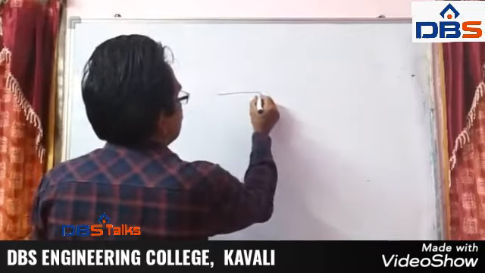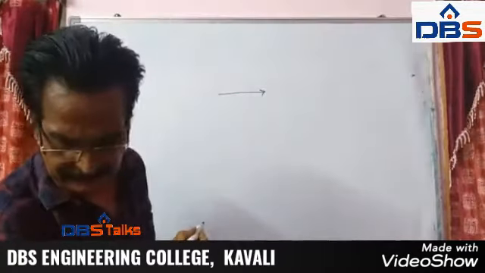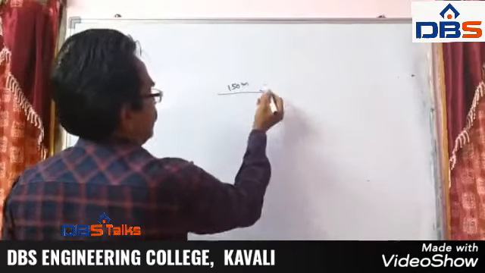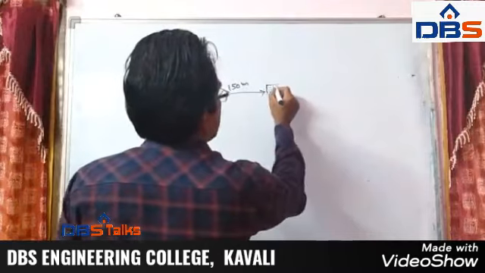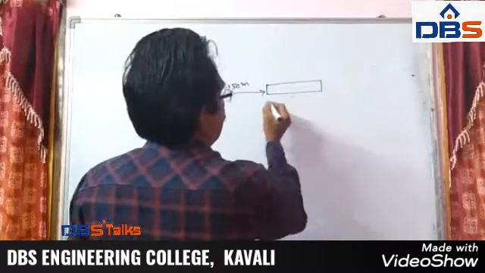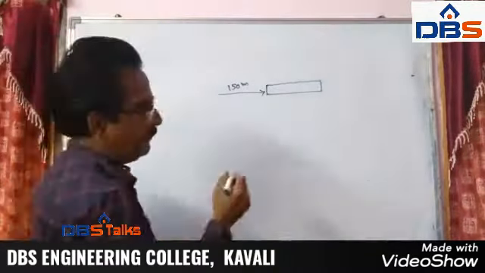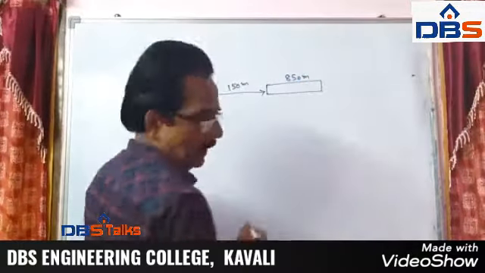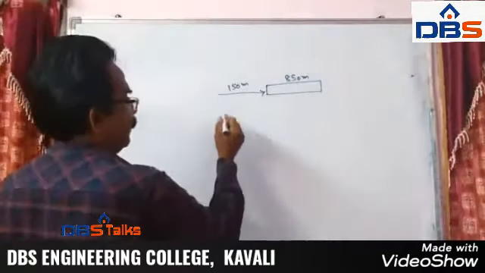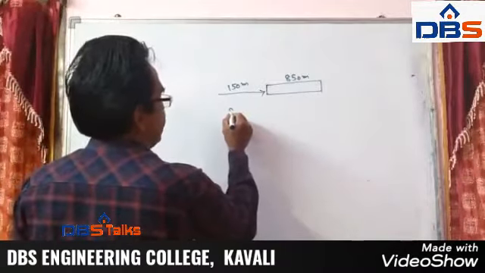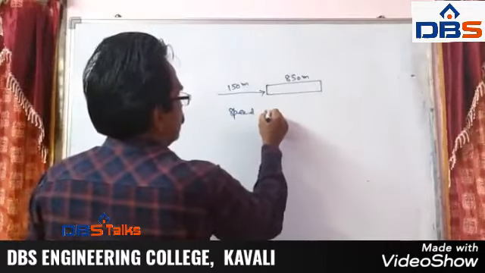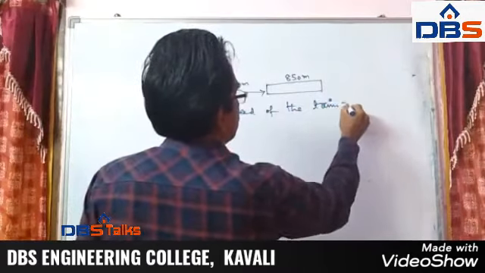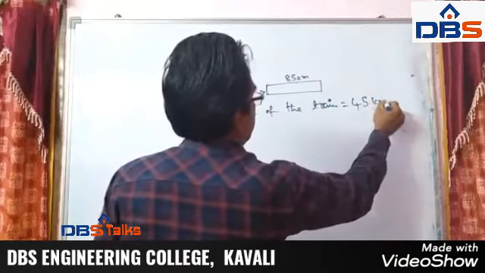See, this is the train. The length of the train is 150 meters. And here it is the bridge. The length of the bridge is 850 meters. And the speed of the train is 45 kmph.